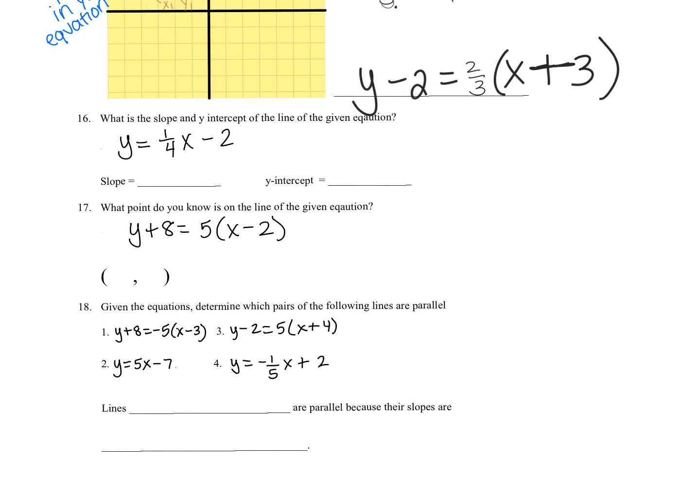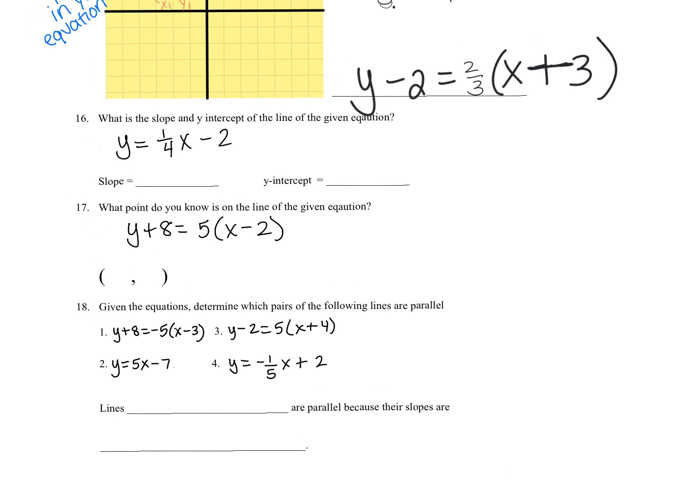Easy, number 16. What is the slope and what is the y-intercept? What is the slope? It's in what form right now? Number 16. Slope-intercept form. So what's the slope? 1/4, right? It's right there in front of the x, 1/4. And what is the y-intercept? -2. The b value is -2, right?